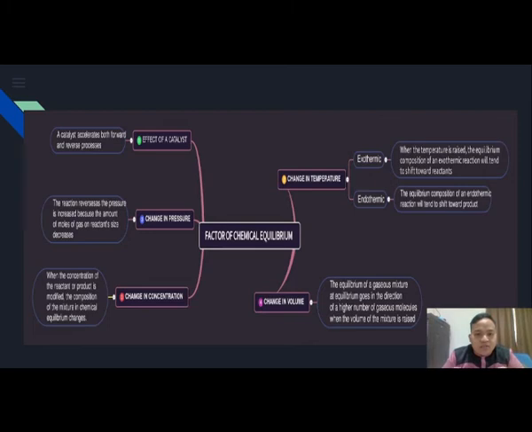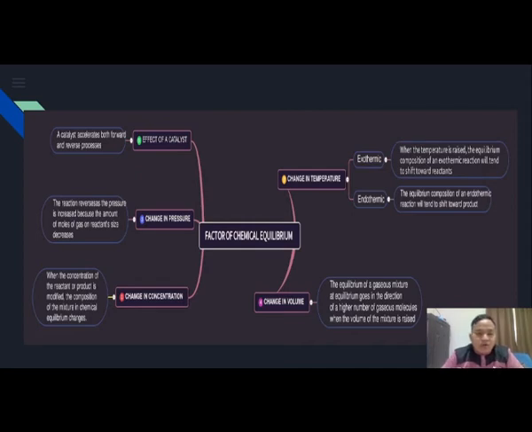And third is the change in the temperature. There are two parts to the change in temperature: first is exothermic and second is endothermic. Exothermic: when the temperature is raised, the equilibrium composition of an exothermic reaction will tend to shift toward the reactant. And besides that, for endothermic, the equilibrium composition of the endothermic reaction will tend to shift toward the product.